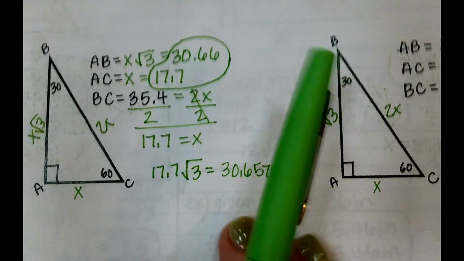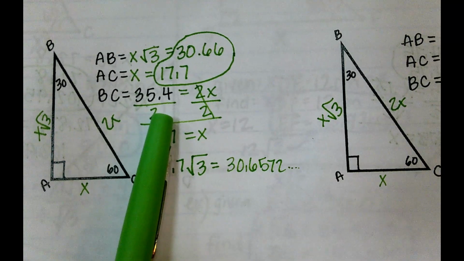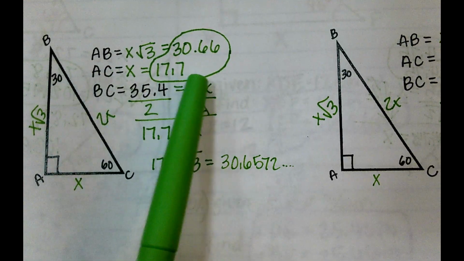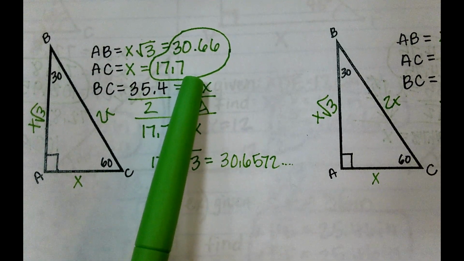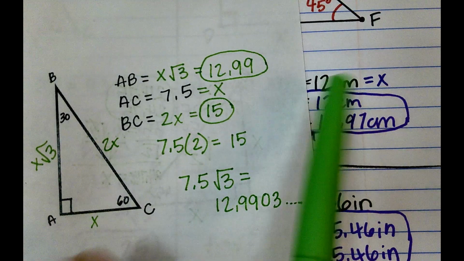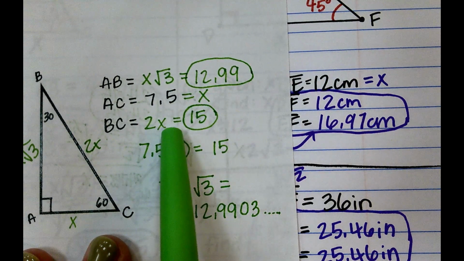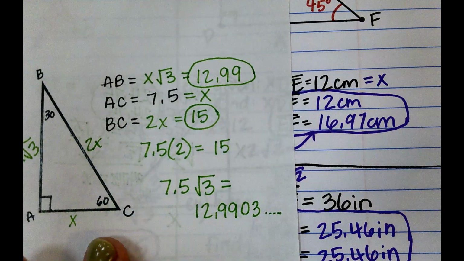Next one. AB is 30.66. And AC 17.7. Yeah. Perfect. Okay, last one on this page. AB 12.99, BC 15. Perfect. All right.